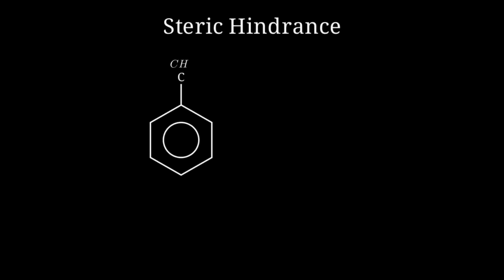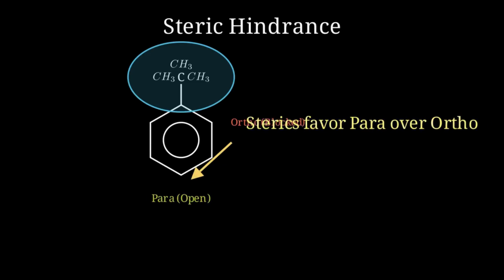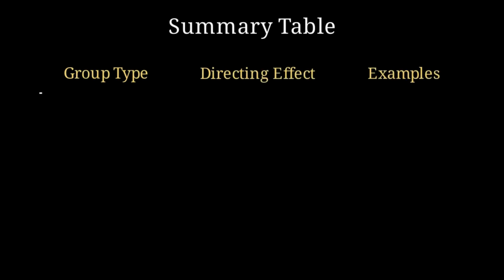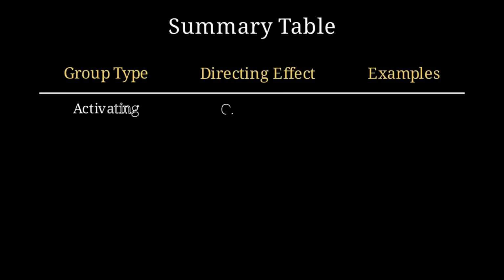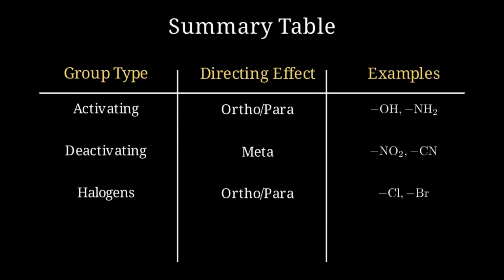Size also matters. While a group might be ortho-para directing, a bulky substituent like a tert-butyl group will physically block the ortho positions, forcing the electrophile to the less crowded para position. To summarize, electron-donating groups activate the ring and direct ortho-para. Electron-withdrawing groups deactivate the ring and direct meta. Halogens are the exception, being deactivating but ortho-para directing.